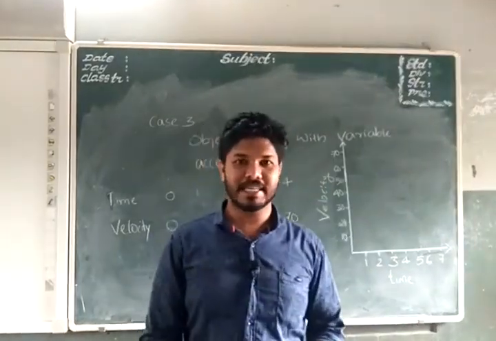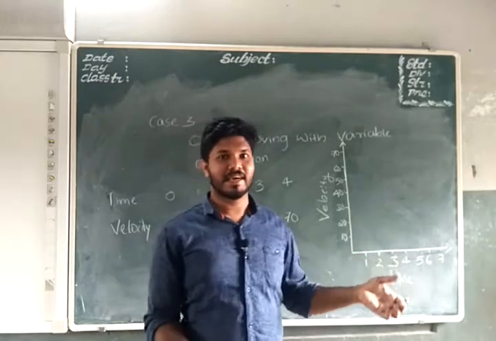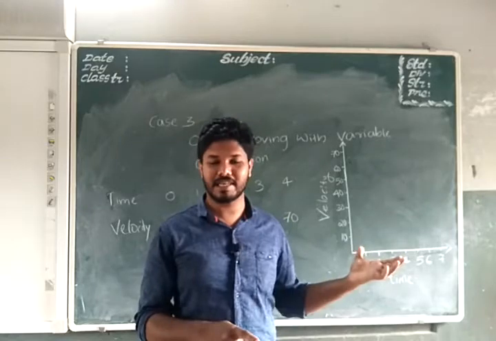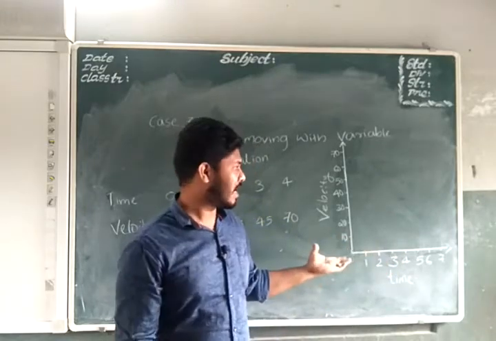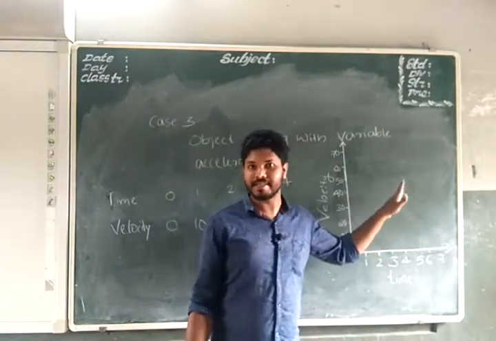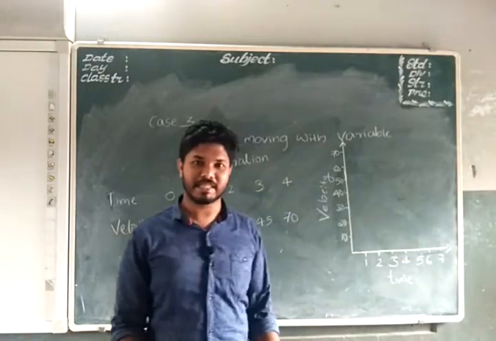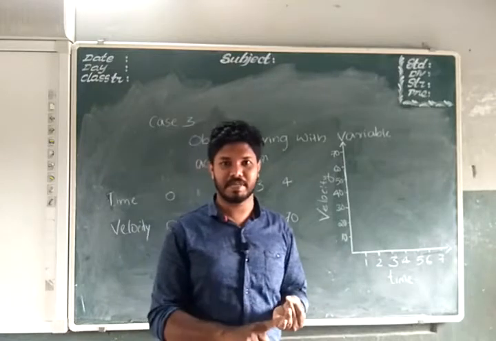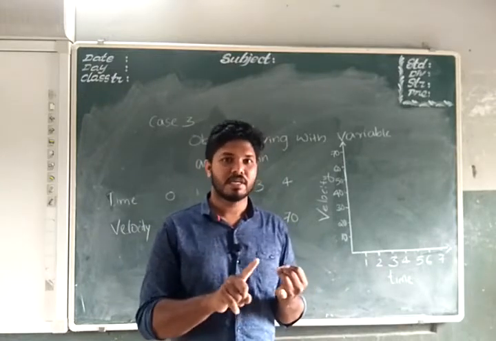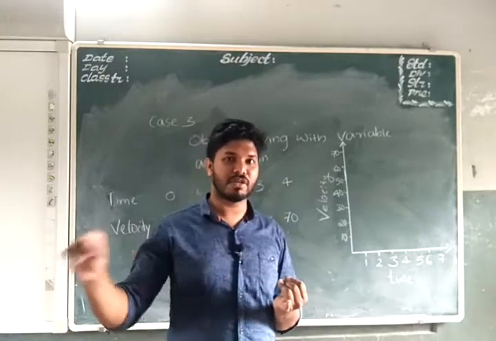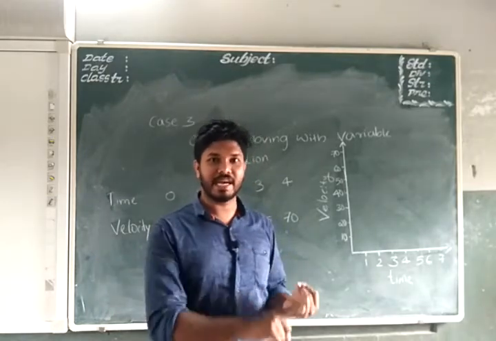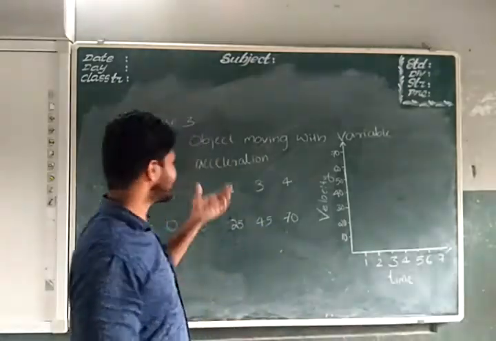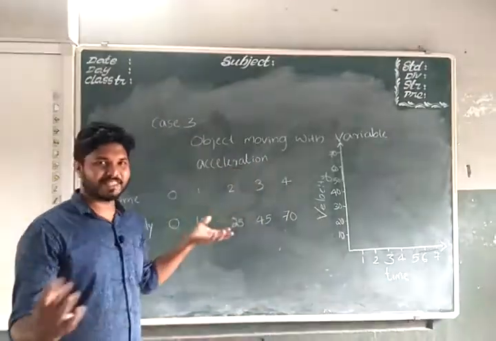So those were the two cases, and from the second case, when we take the slope of that graph, we can get the acceleration, and if we take the area under the graph, we can get the displacement. So those were the two inferences from the velocity time graph. Once more, the two inferences: slope of velocity time graph is equal to acceleration, area under velocity time graph is equal to displacement. Now we are going to discuss the third case, a very easy case.